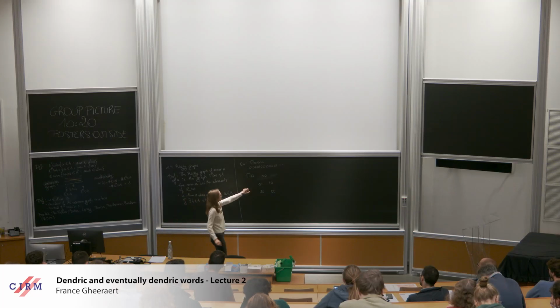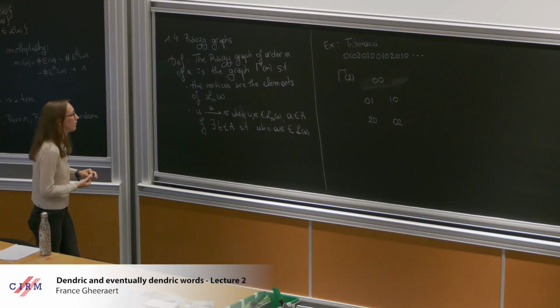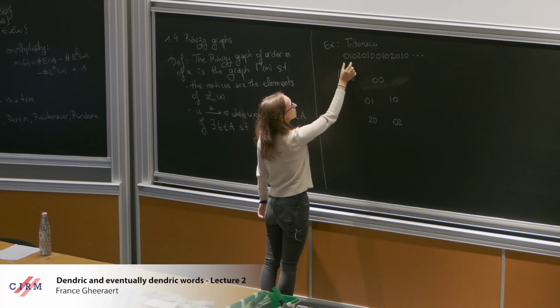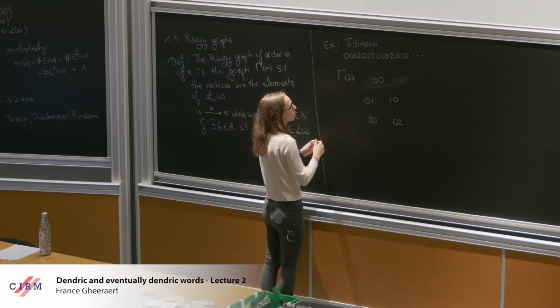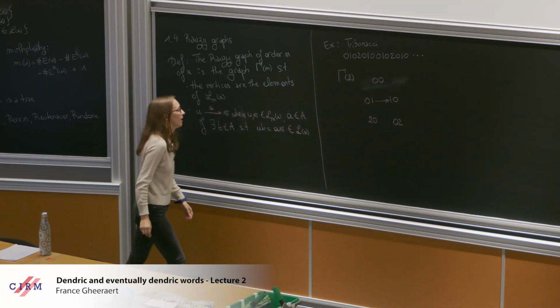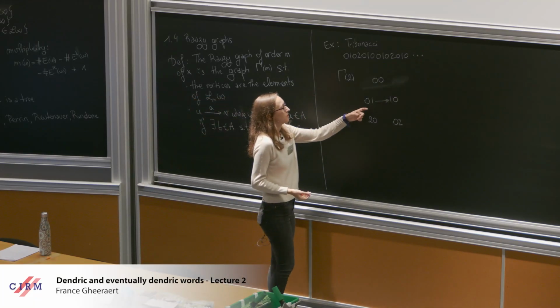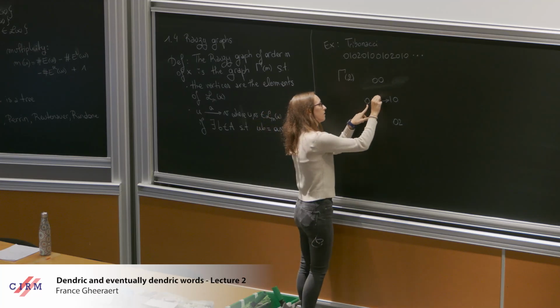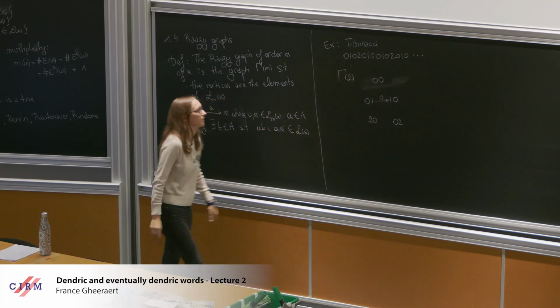Okay, so these are the vertices. Now, how do I find the edges? Well, I take a window of length 2, and I slide it slowly. So first I see 0, 1, then 1, 0. So that means I have this edge. And the label of that edge is actually redundant information, because it's just the first letter of the starting vertex. So here it will be 0.